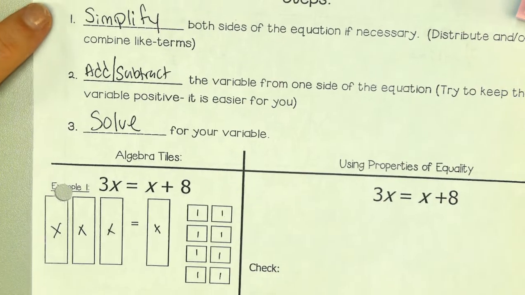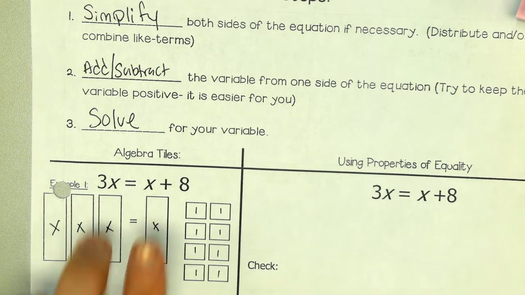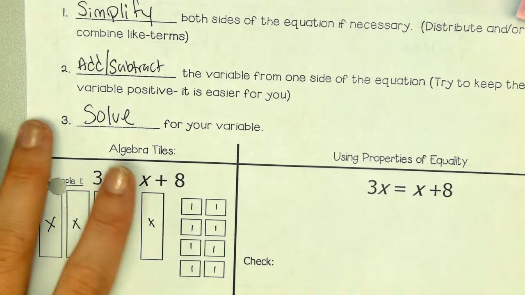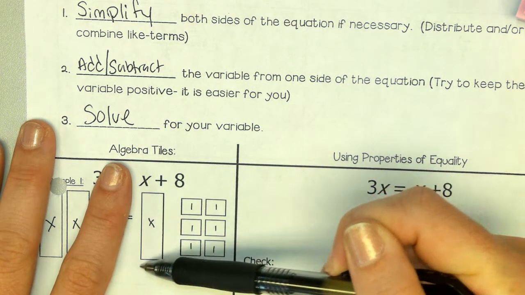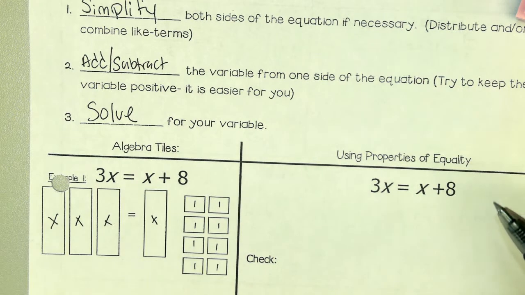So our first step would be to simplify. So that means combining like terms and distributing. But we can't do that here. 3x is a term by itself. We can't combine that. x plus 8 are different kinds of terms, and you can see you can't add a rectangle plus these squares, so you can't combine those like terms.